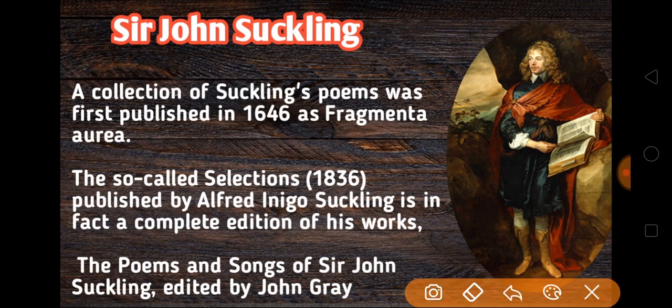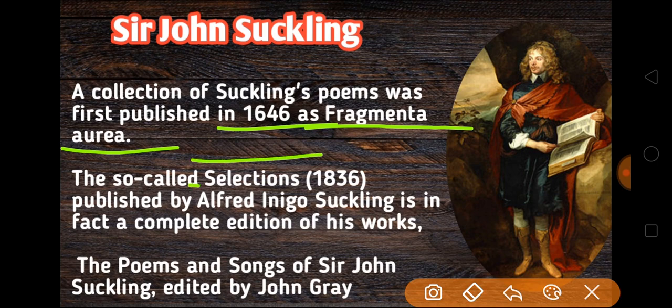And he has published some collections of books. One of them was Fragmenta Aurea. It's a collection of his poetry, which was published in 1646. Another selection was his collection of poetry, which was published posthumously in 1836 by Alfred Suckling. He edited his works. The Poems and Songs is a publication edited by John Gray.